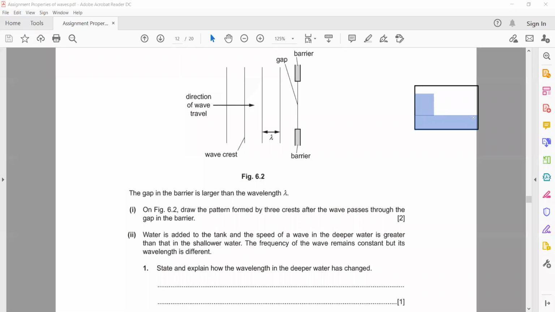When we add water to the tank and observe the same phenomenon, the wavelength of the water waves will be higher, because in deep water the wavelength is greater and the speed is also greater. So now you can see the gap size and the wavelength are approximately equal, or the gap size is smaller compared to the wavelength. So we will observe maximum diffraction, or greater spreading of the wave. Is it clear, this part?